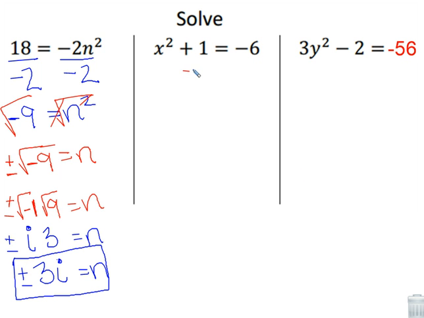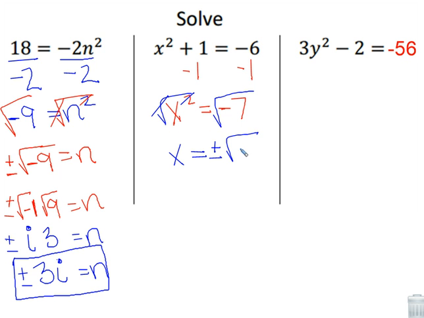Let's try this one. We want to get x all by itself, so we'll subtract 1 from both sides. x squared equals negative 7. To get rid of a power of 2, we need to square root both sides. So boom, boom, those are gone. We're left with x. All right, so the square root of negative 7. Don't forget plus or minus because we took the square root of both sides. We know we cannot take a square root of a negative number. It's not a real number, so we're going to have to use imaginary numbers.